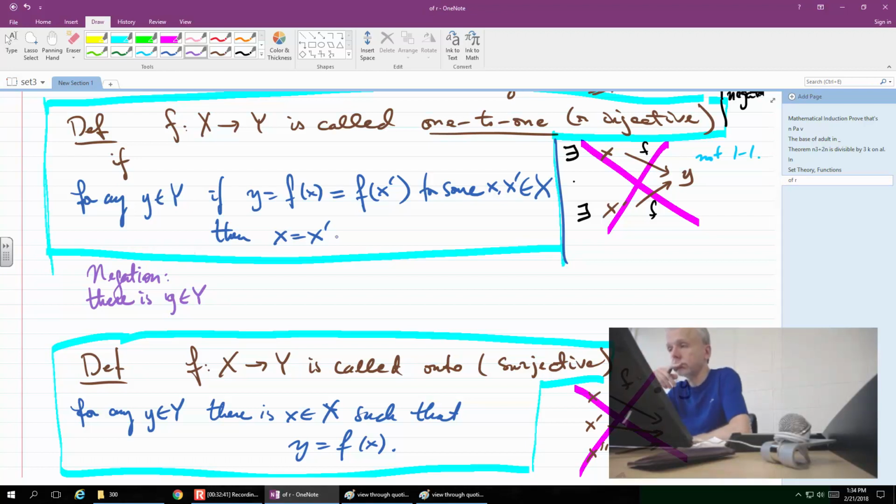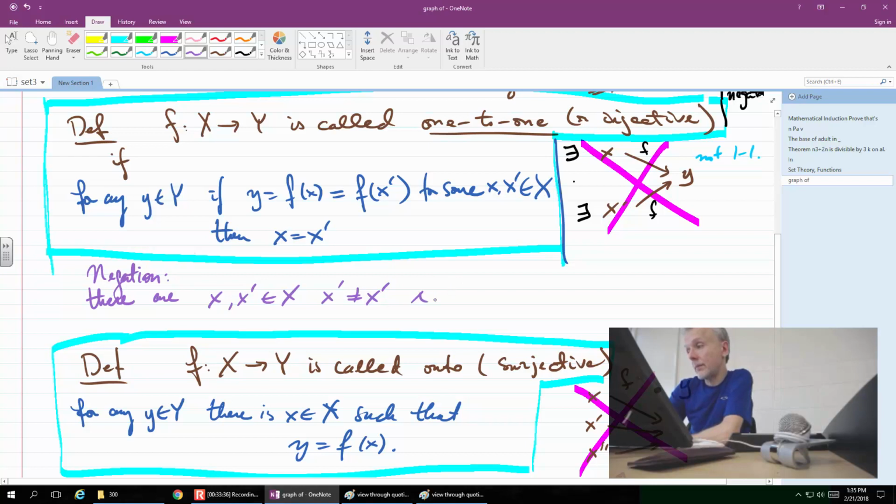Okay, it takes a little bit more work, or you can just look at the diagram and see what's there. So there is a y with what? I think we can do it way simpler, just to make it more compact: there are x and x prime in X with x prime not equal to x such that f of x is equal to f of x prime. That's what the picture says.